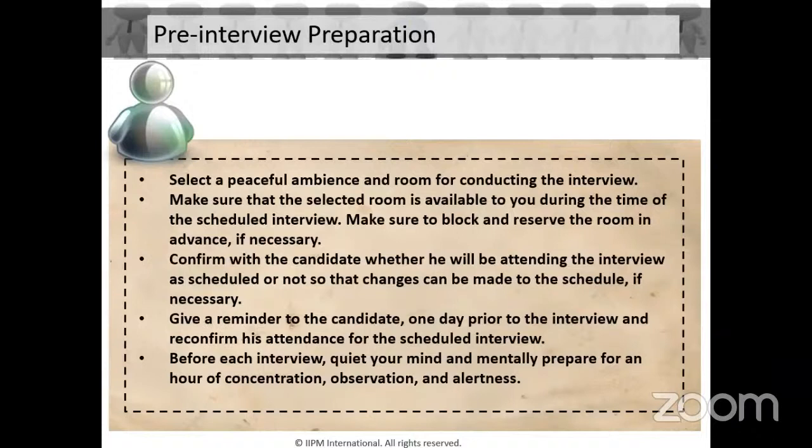Also, make sure that the selected room is available to you during the time of the scheduled interview. Make sure to block and reserve the room in advance, if necessary, so that both you, the interviewer, and the interviewee will not be outside behind locked doors saying, the person with the key for where we'll do the interview is not around. That's being unprofessional, okay? So that shouldn't be the case at all.